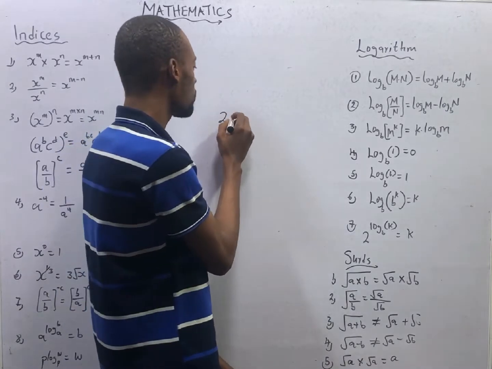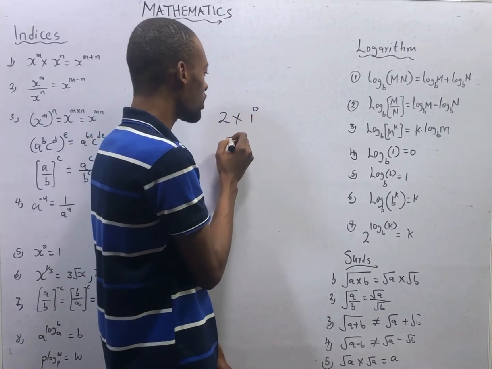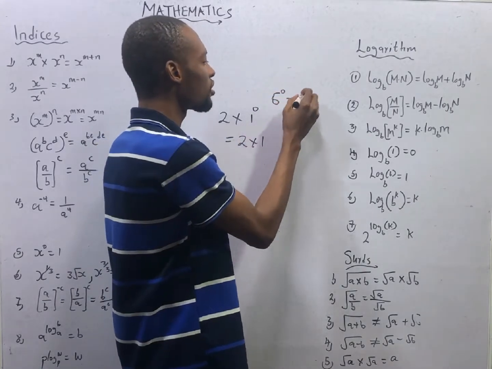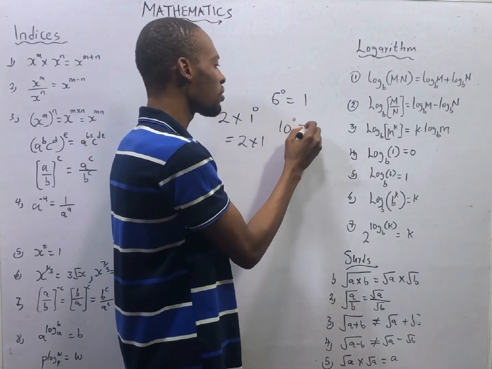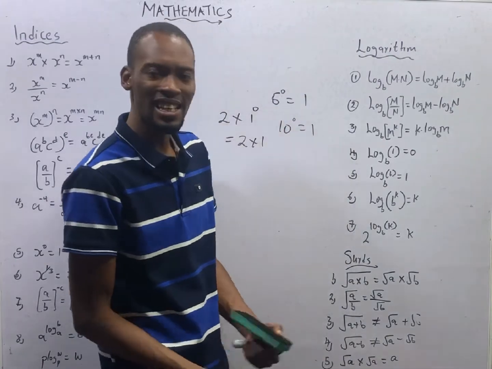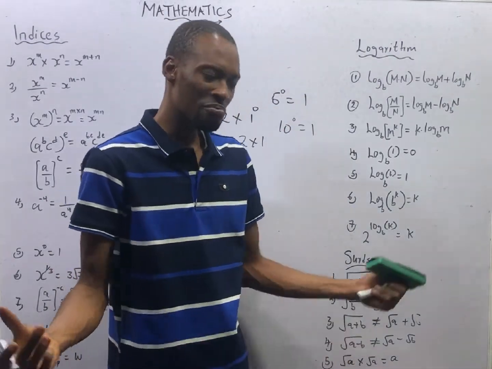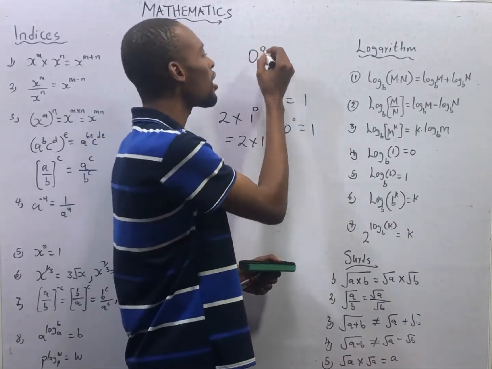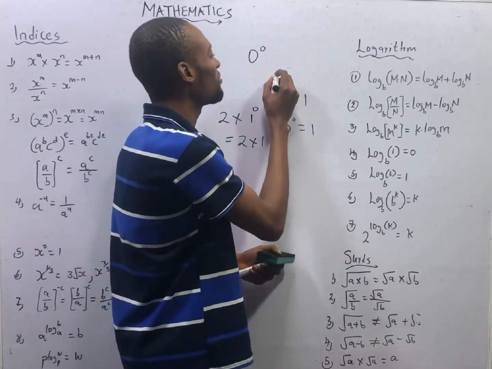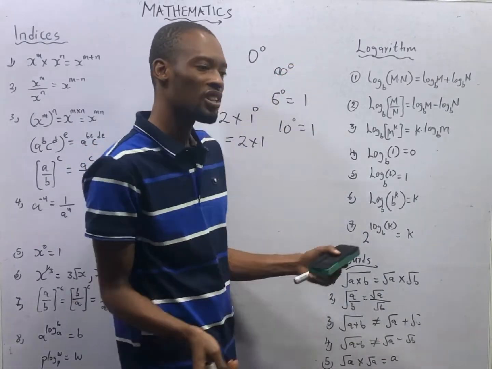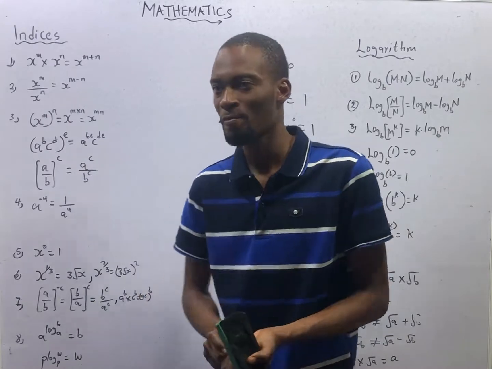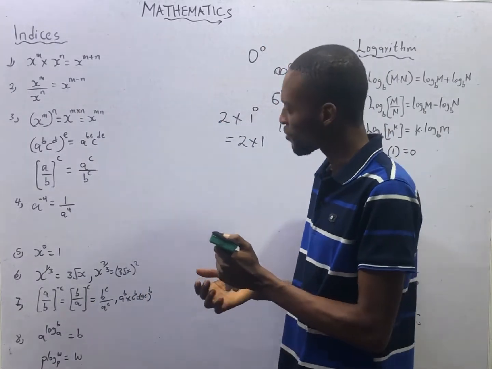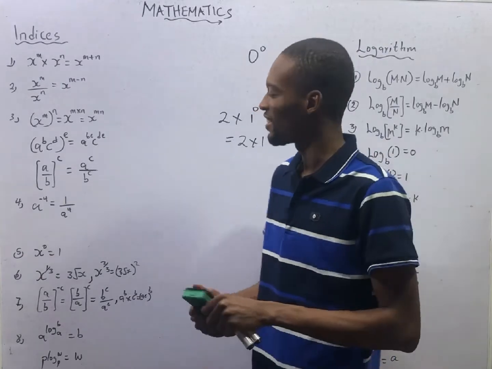So 2 times 1 raised to the power of 0 is the same thing as 2 times 1. 5 raised to the power of 0 is 1. 10 raised to the power of 0 is 1. Why did I say any meaningful number? Because sometimes you get a situation where you have 0 raised to the power of 0 or infinity raised to the power of 0. So what do you get? What is 0 raised to the power of 0 and what is infinity raised to the power of 0? I'll come back to that later.